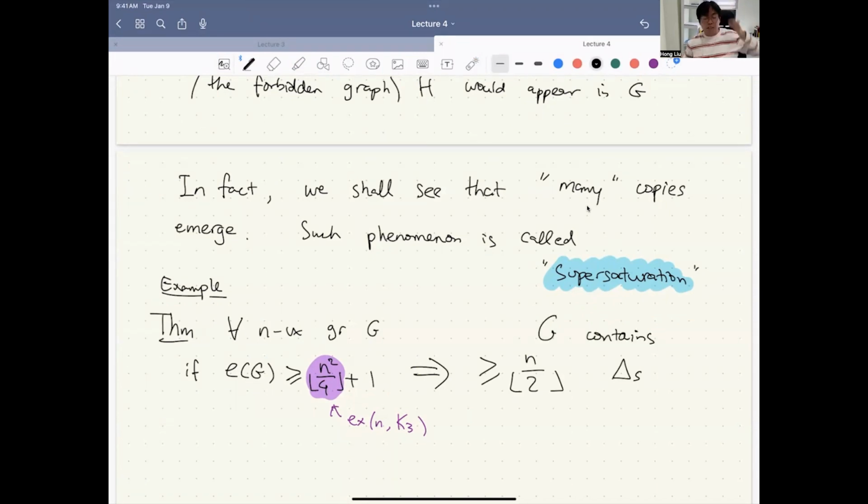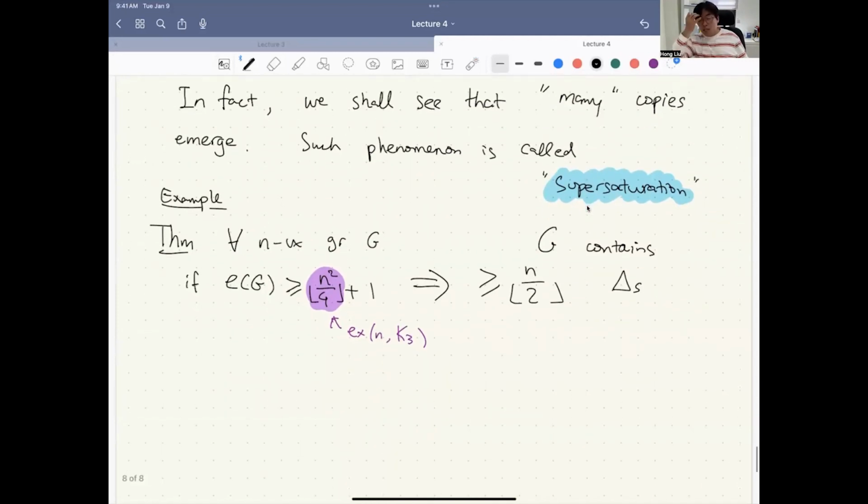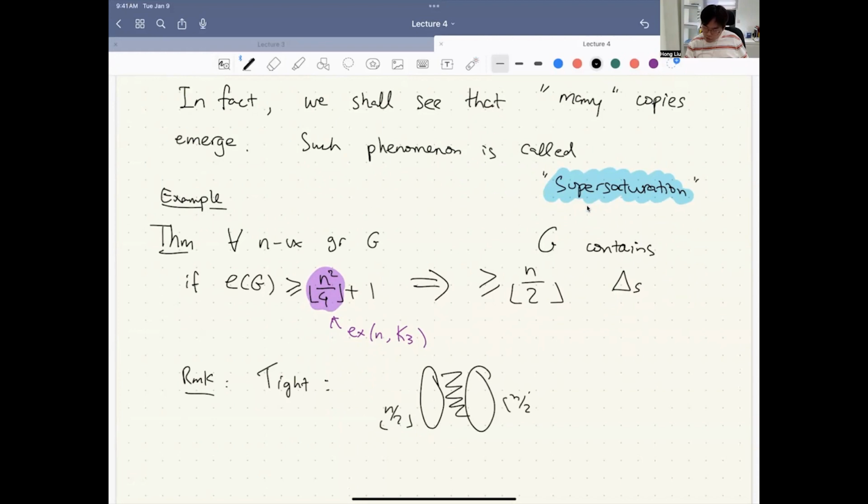G contains at least this many triangles. And this bound is tight. You cannot ask for more. Okay? The construction is very simple. You have floor of n over 2 and ceiling of n over 2. You add one edge here. So this graph has exactly this many edges. And the triangles all utilizing this edge, that's precisely the size of this part, which is here. Okay?